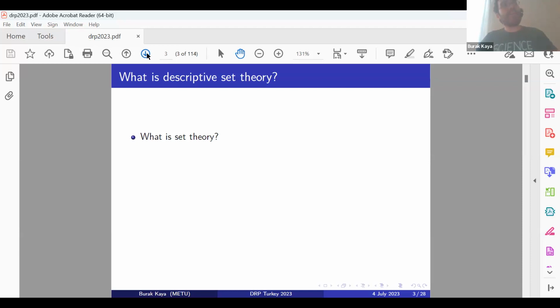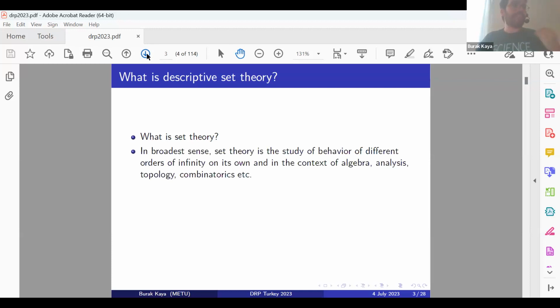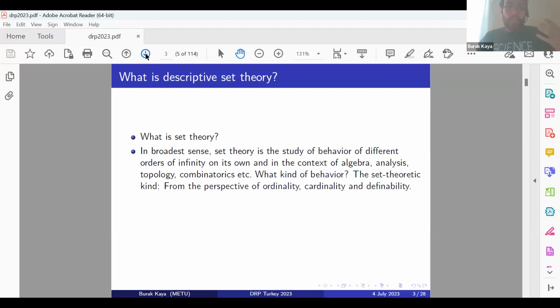He kind of invented ordinals while working on a trigonometric series. If you look at the birth of set theory and how it evolved, you can see that the actual motivation of set theory has always been initially investigating the higher infinite. What do I mean by higher infinite? You know that there are different degrees of infinity. Set theory is basically the study of the behavior of these different degrees of infinity on their own, in a set theoretic way, and in the context of other fields of mathematics, like algebra, analysis, topology, combinatorics, and so on. Now, what kind of behavior?